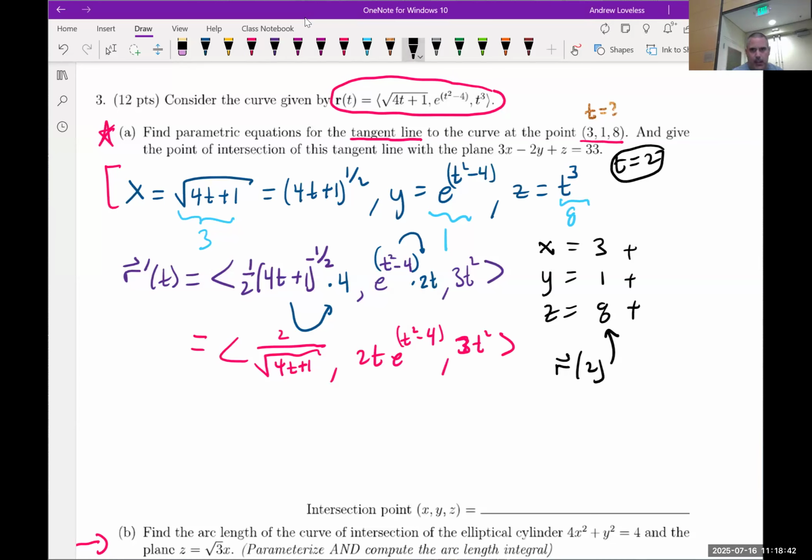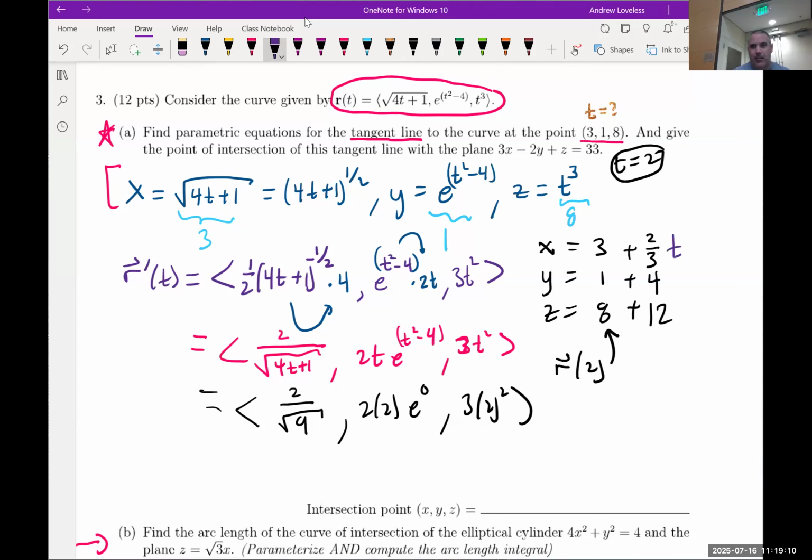So now I'm going to plug in 2. I find it easier to plug in 2 here. So this is going to be 2 over the square root of 4 times 2, so square root of 9. This is going to be 2 times 2 e to the 0. This is going to be 3 times 2 squared. So it's 2/3 is the first one. 4, 12.